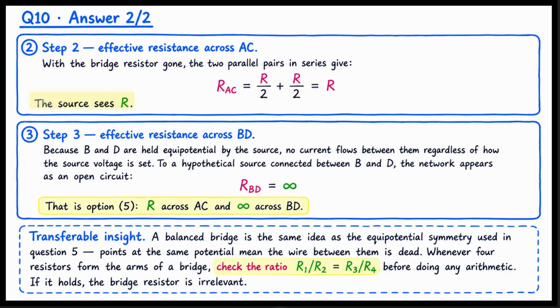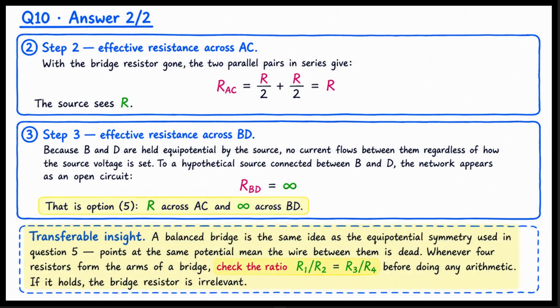Step 3. Effective resistance across BD. Because B and D are held equipotential by the source, no current flows between them regardless of how the source voltage is set. To a hypothetical source connected between B and D, the network appears as an open circuit, so RBD equals infinity. That is option 5, R across AC and infinity across BD.